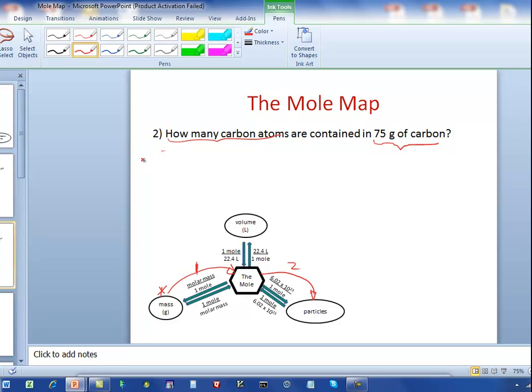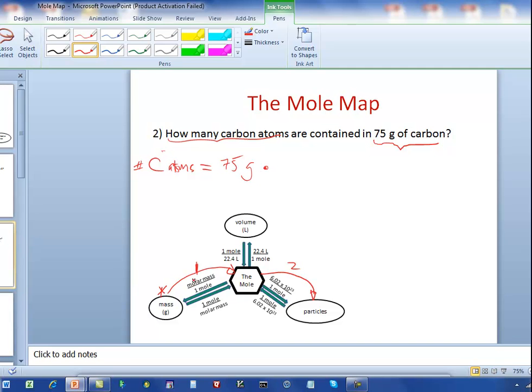The way I start these problems, as I've said in class, is I start by writing down what we're after. So the number of carbon atoms equals, and then I put down what we're given. So 75 grams of carbon.